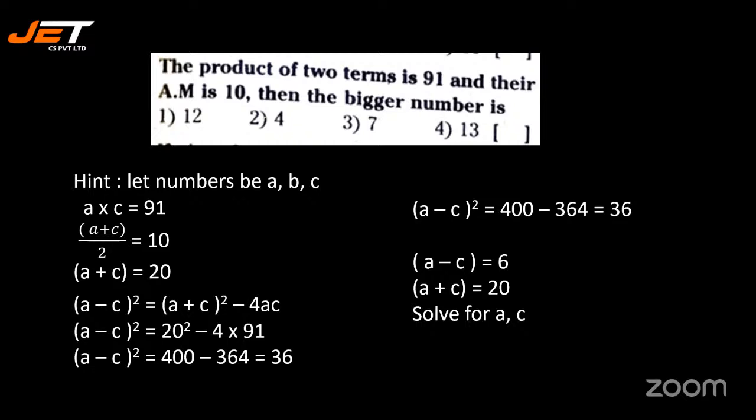Right? So find out, solve for A and C. We get 2A is 26, A is 13, B is 7. So the bigger number is 13. Okay? Yes, this is how we are arriving at the answer.